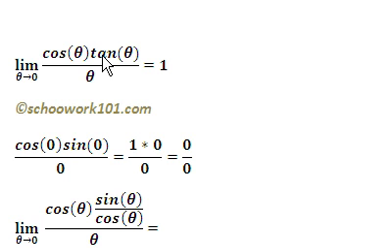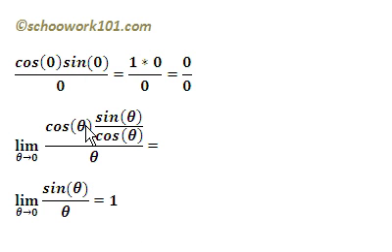Now I'm going to convert this tan theta into sine theta over cosine theta, and then simplify. Once we cancel the cosine theta out here and the cosine theta down here in the denominator, we're left with sine theta over theta. Now the limit of sine theta over theta as theta goes to 0 is equal to 1. This is something that we'll just have to take as fact and later on learn why.